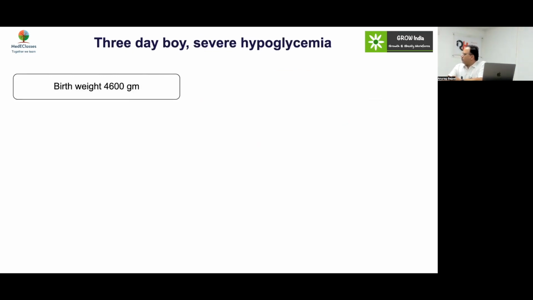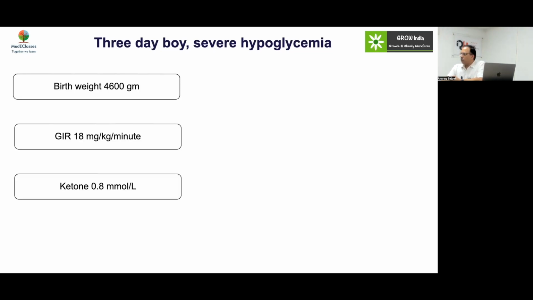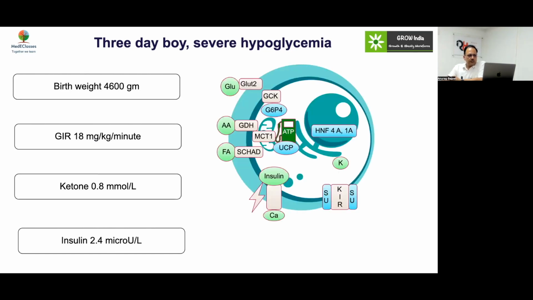3-day-old boy with severe hypoglycemia, birth weight 4600, GIR is 18, ketone is 0.8, insulin is 2.4. So definitely this is not LBW, it's more weight. So we have to take the history of the mother. You have to think of large for gestational age, and you have to think of maternal diabetes. Maternal diabetes is absent, HbA1c is normal. So then this could be a very severe early form with macrosomia. Think of a mostly diazoxide unresponsive form, likely in that regard.